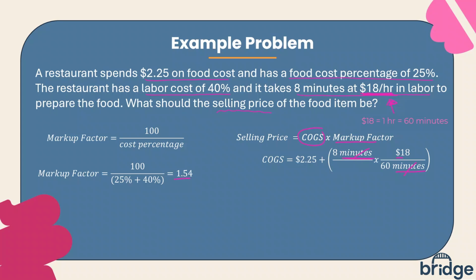So we can figure out how much it costs to pay our workers to work for 8 minutes, and that is $2.40 on top of the food costs, which is $2.25. So the cost of goods sold is the sum of these, $4.65. But keep in mind, that's cost of goods sold. We cannot forget our markup factor of 1.54. The selling price is equal to the cost of goods sold multiplied by the markup factor. It comes to $7.16. That's the final selling price.